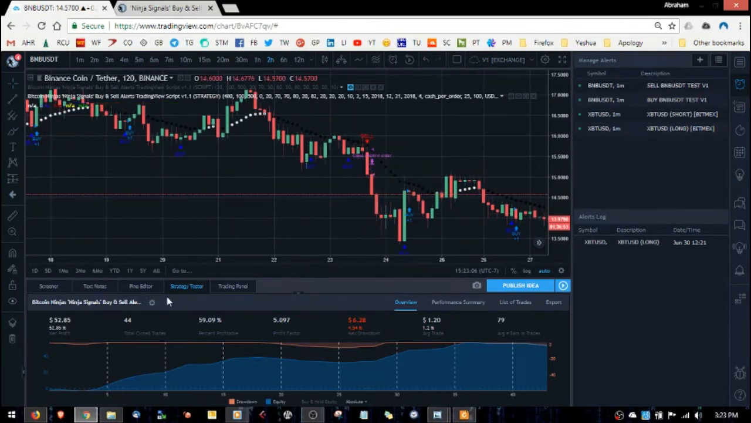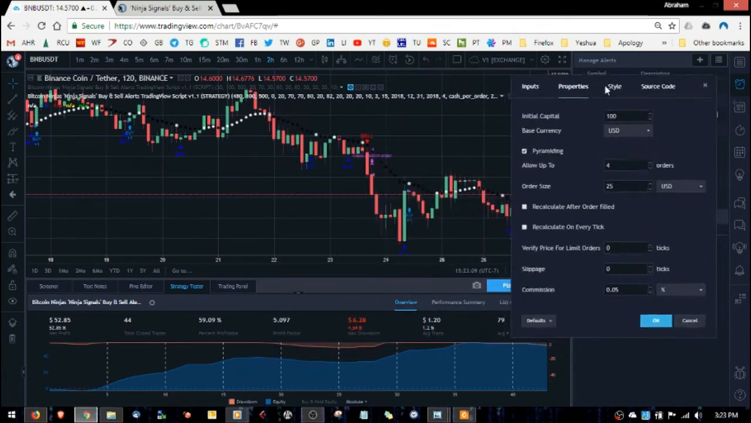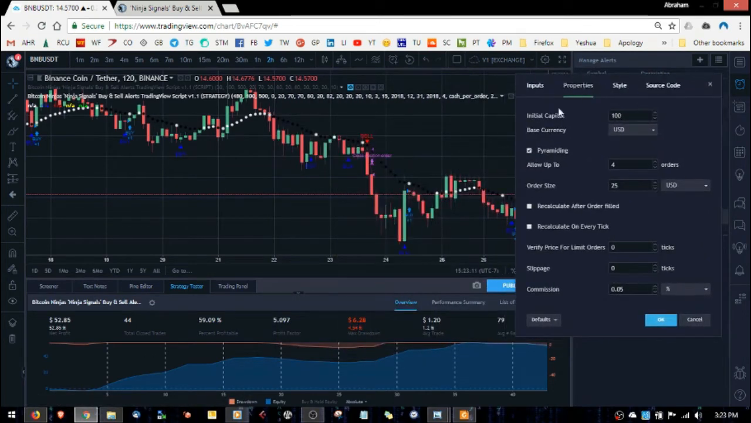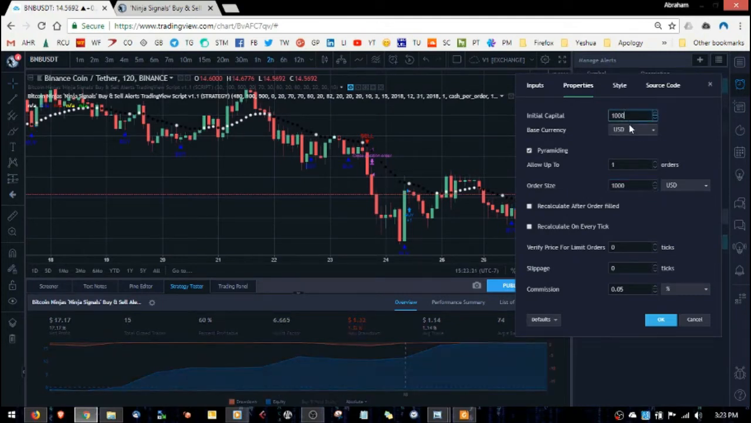So that's how pyramid buying works. Please just make sure it makes mathematical sense, and that way you're getting accurate, or as accurate as possible, results given the limitations of backtesting on TradingView. So let's set that back to default, 1 order of $1,000 using an initial capital of $1,000.